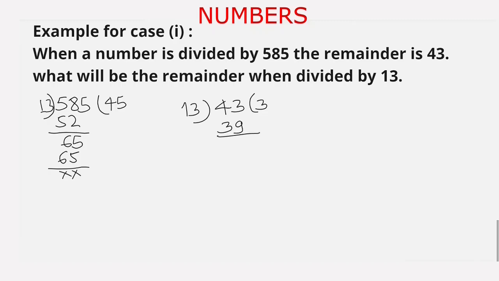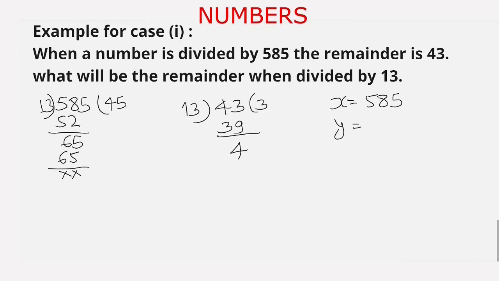13 times 3 is 39. 43 minus 39 is 4. The remainder will be 4 when the unknown dividend is divided by 13. We will get the remainder 4. Here x is equal to 585.